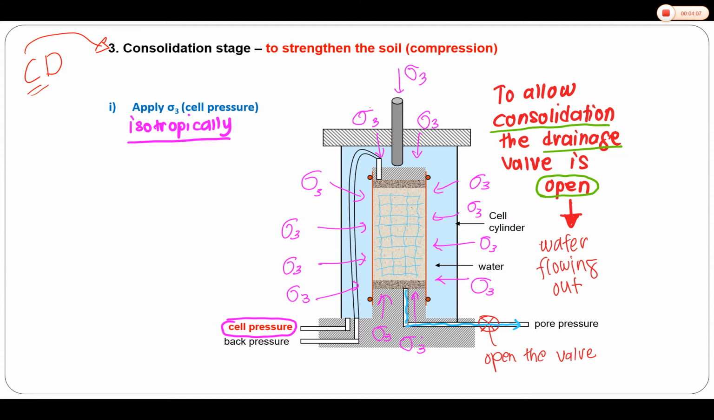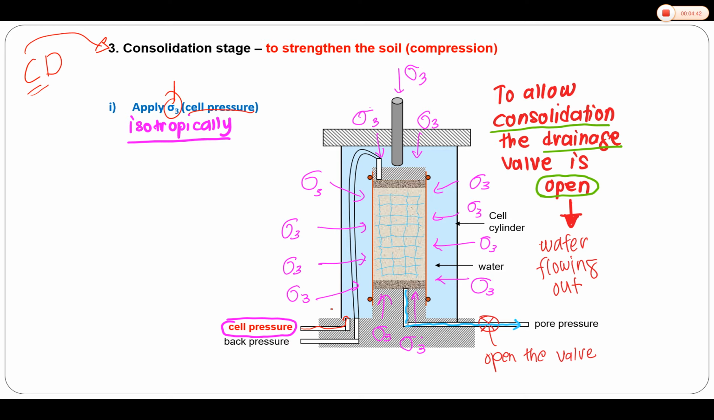The first one, we will apply sigma 3. Okay, sigma 3 cell pressure. We apply it isotropically. Okay, apa maksud isotropically? All around the sample will receive the same sigma 3. For example, if we apply sigma 3 equal to 50 kPa, each round of the sample will receive 50 kPa. So the cell pressure akan go through the cell pressure transducer.